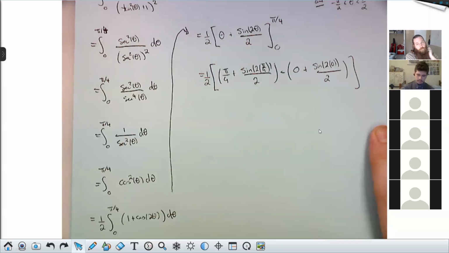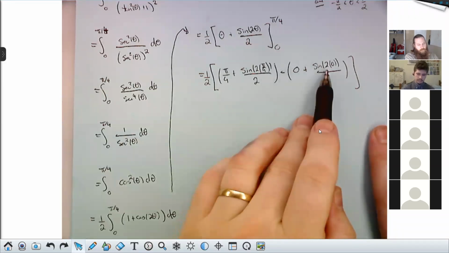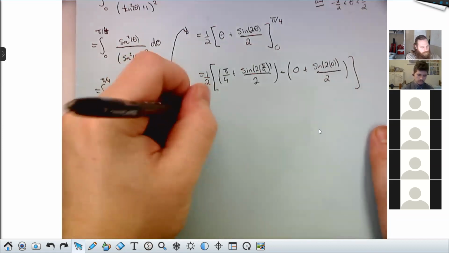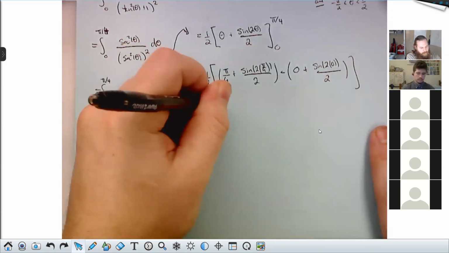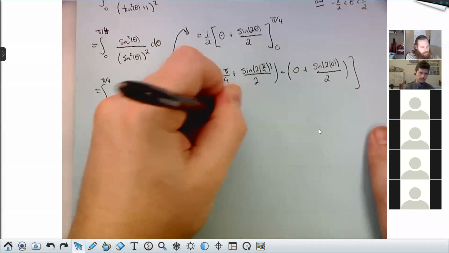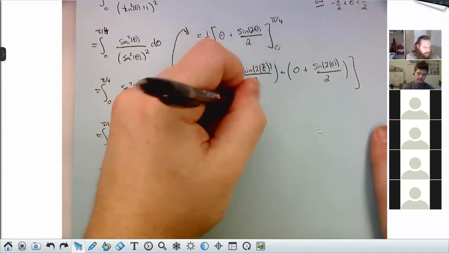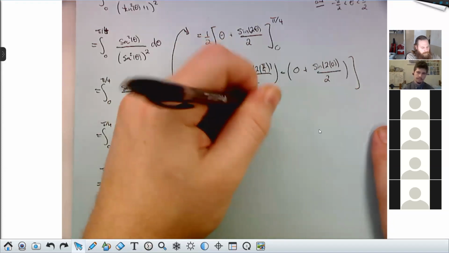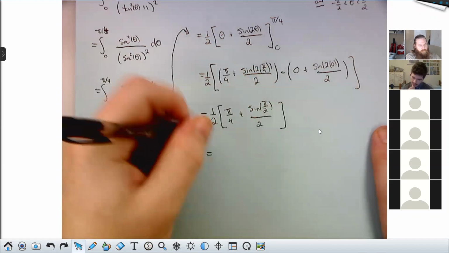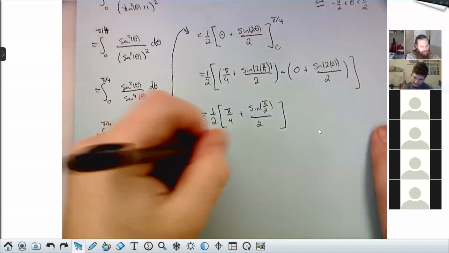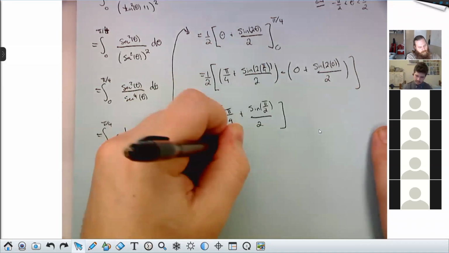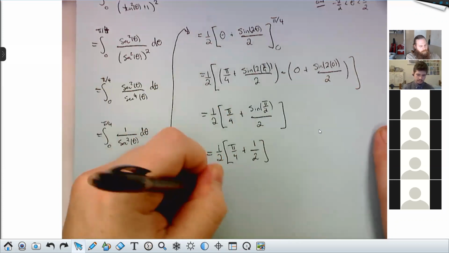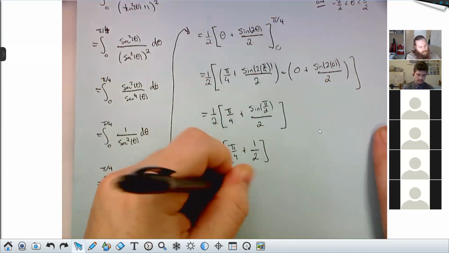And everything from the second group is 0, right? The sine of 2 times 0 is 0, sine of 0 is 0, 0 plus 0 over 2 is 0. So everything there is 0. From the first group, I will have some contribution. That's pi over 4 plus the sine of pi over 2. 2 times pi over 4 is pi over 2, all divided by 2. And what is the sine of pi over 2? 1. Good. So this is pi over 4 plus 1 over 2. And you can distribute if you want. That's pi over 8 plus 1/4.